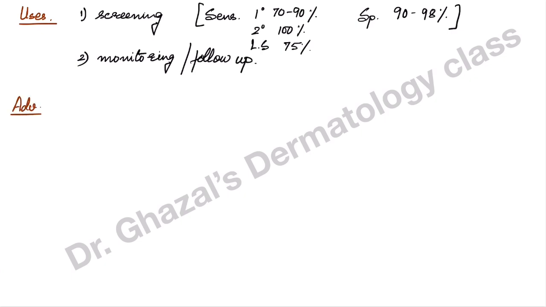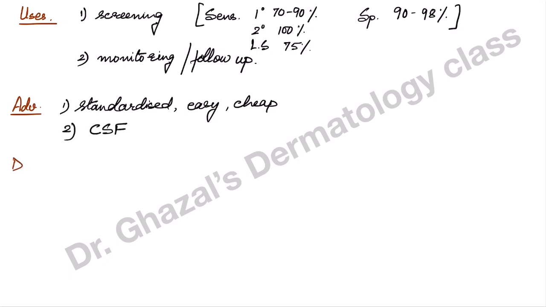There are some advantages of this test. It is a standardized test which is easy to perform and is also cheap. This VDRL can also be done for CSF, though RPR can't be done for CSF.